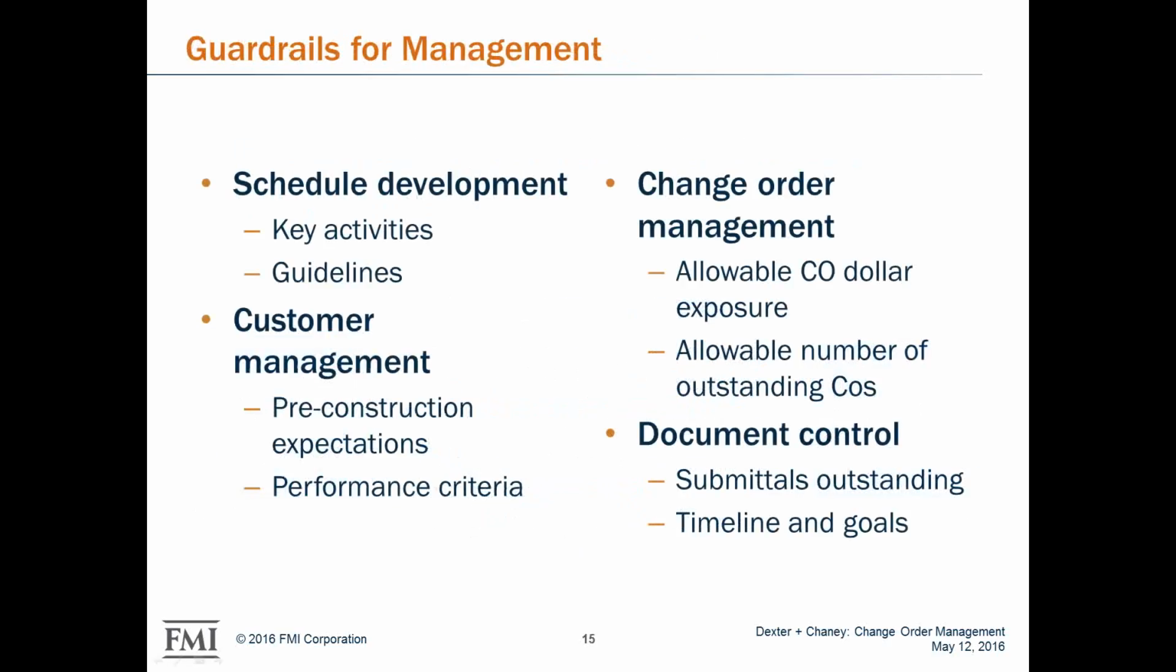So what we have to do, as managers, is put some guardrails in place. We have to put some guidelines in place for schedule development. What are the key activities? Make sure everybody understands the critical path. If any of these items or change orders come up on a critical path item, we've got to address it right away. We've got to have some guidelines for that.